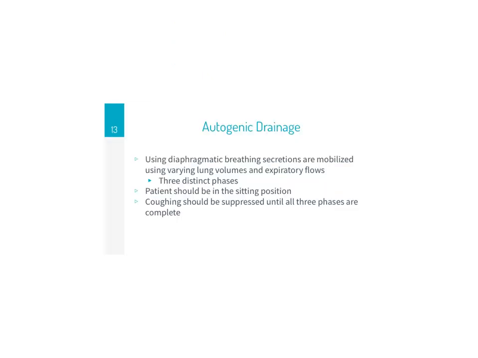So autogenic drainage can be a little bit trickier. This is more common in patients who have copious secretions all the time, who are always constantly working on their airway clearance therapy. CF, this is a huge one for CF and chronic bronchitis. So it's using diaphragmatic breathing, and that's how we're going to get the secretions to be mobilized. It uses 3 distinct phases, which vary in lung volumes and expiratory flows. The patient should be in a sitting position. That's important to know. Sitting position. And coughing should be suppressed until all 3 phases are complete.